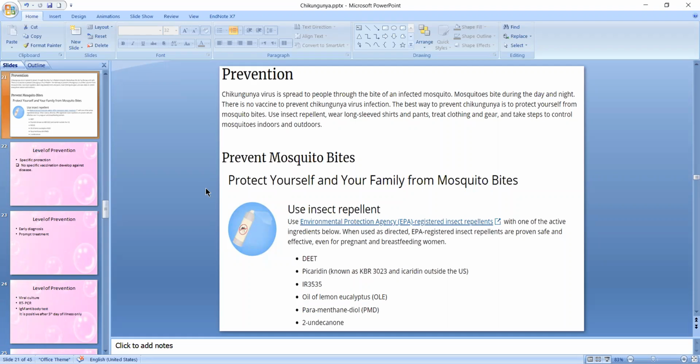Protect yourself by using insect repellent. Which insect repellents are used? Use Environmental Protection Agency registered insect repellent, with the active ingredients listed, when used as directed. EPA registered insect repellents are proven safe and effective even for pregnant and breastfeeding women.